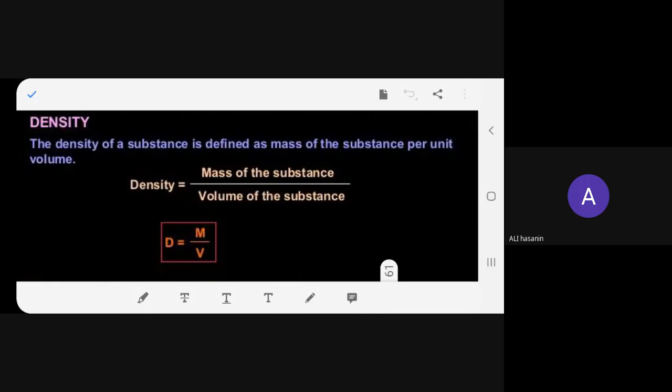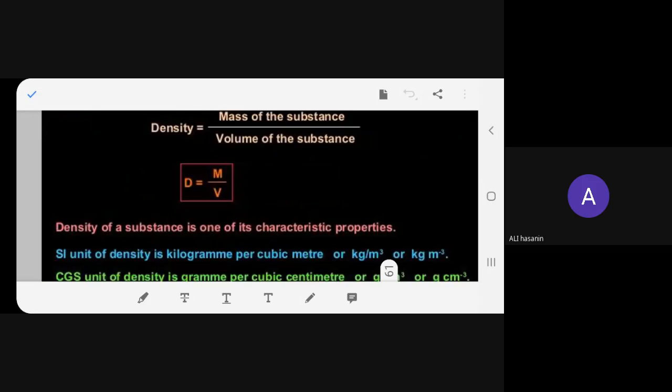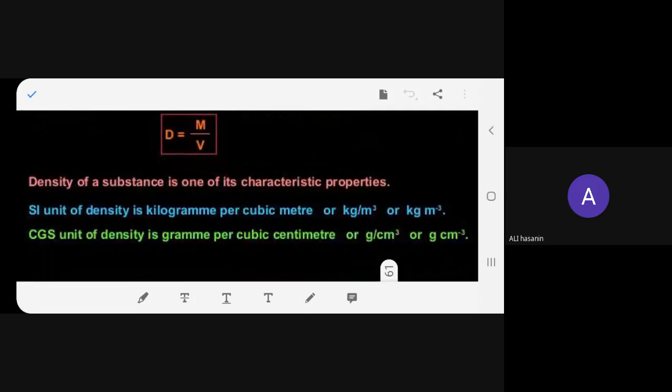Density. The density of a substance is defined as mass of the substance per unit volume. Density is equal to mass of the substance divided by volume of the substance. So how do we denote? D is density, M is mass, V is volume. So D is equal to M upon V, isn't it? That's the easiest way to remember. D is equal to M upon V. This is what we had done in the earlier slide, so this is a sort of revision. We read something more about density.